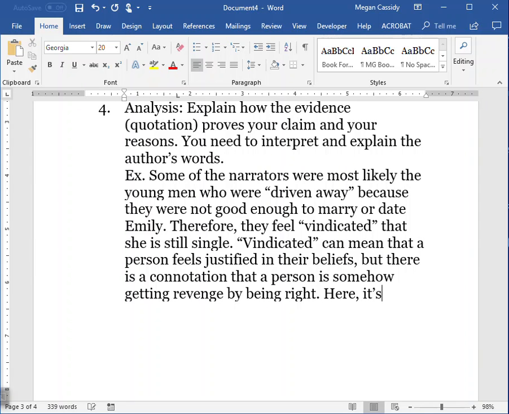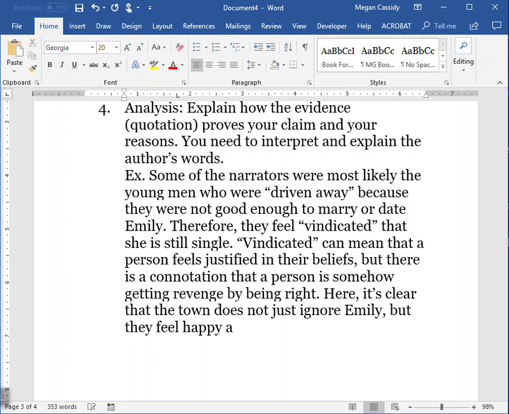So here, it's clear that the town doesn't just ignore Emily, but they feel happy about her misfortune in some way. One of the things you have to know about poems and short stories, plays to a certain extent, but particularly short stories and poems, is that the writer has only so many words to say what they want to say, so every word really counts.